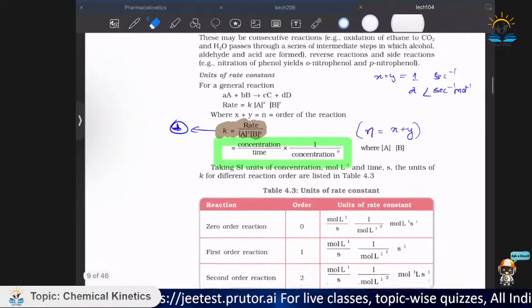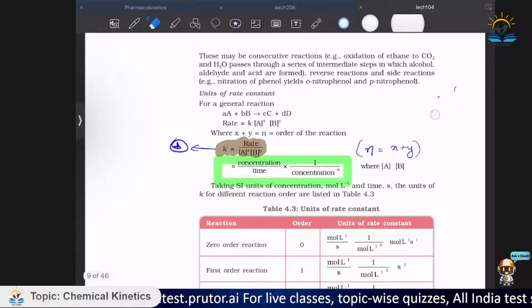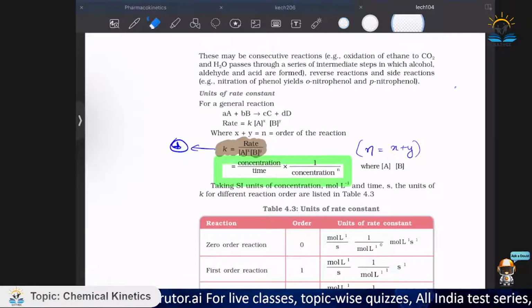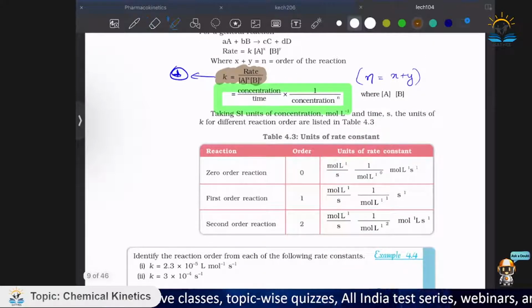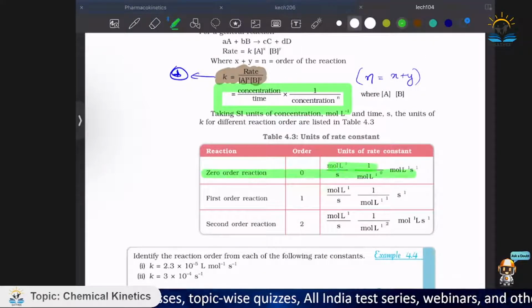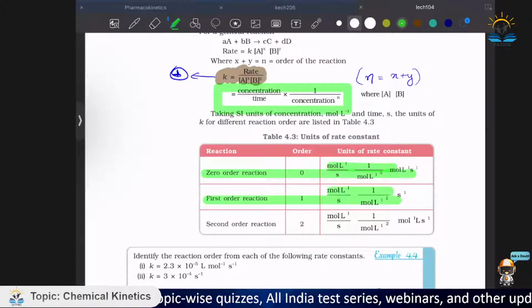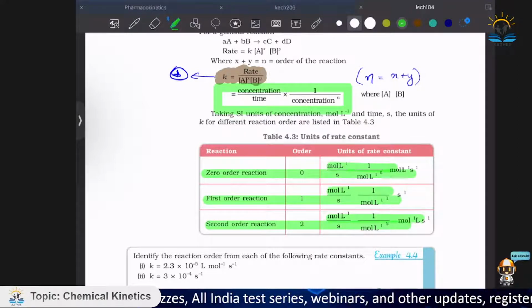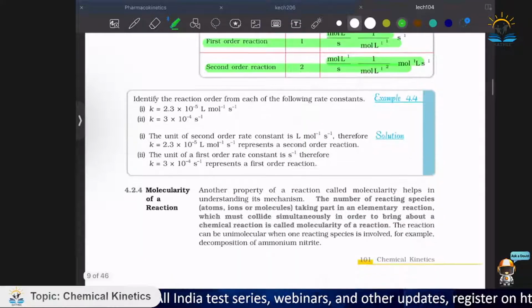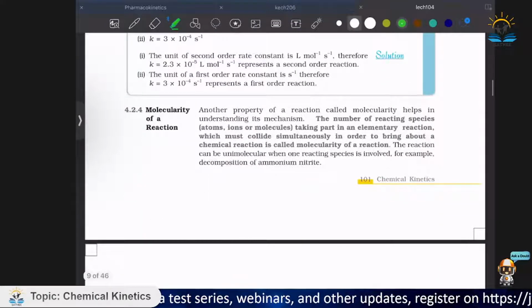They have given a table, so no need to mark up the table. Use this equation and find out the rate constant. I'm still underlining this for you, but I would advise you to always rely on the equation itself to find out the rate constant. What is the molecularity of the reaction?